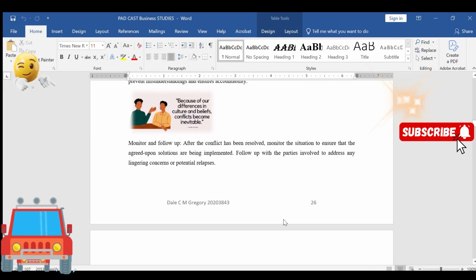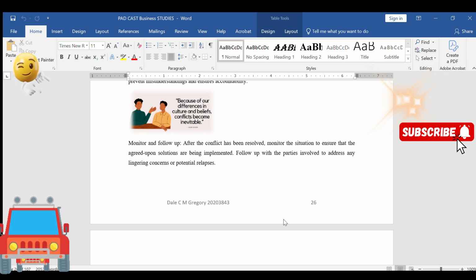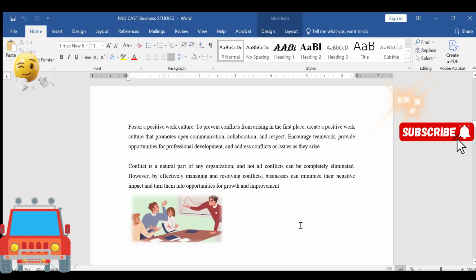Monitor and follow up. After the conflict has been resolved, monitor the situation to ensure that the agreed upon solutions are being implemented. Follow up with the party involved to address any lingering concerns or potential relapse.